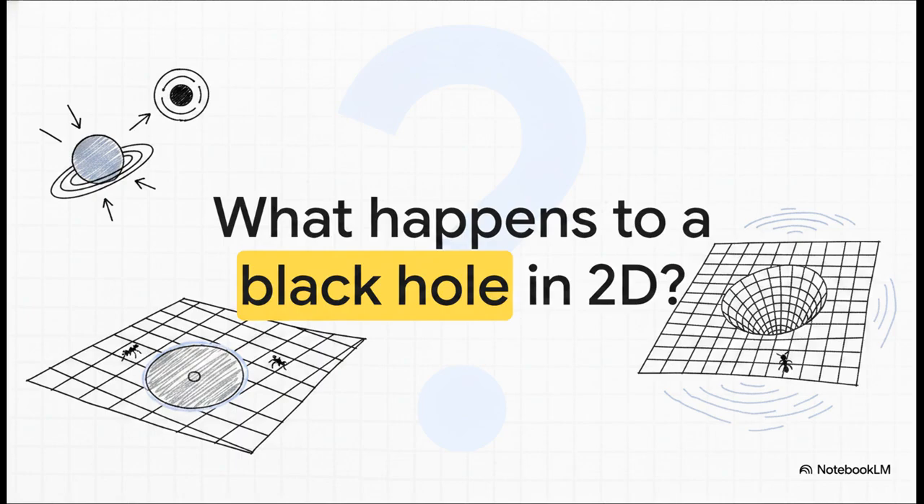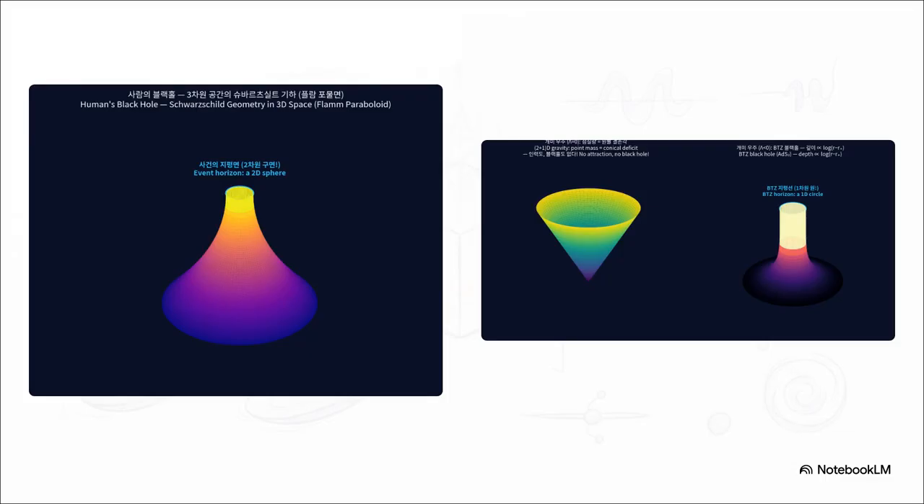for our 2D ant? Well, looking here on the left, we've got the human standard 3D black hole, known as a Schwarzschild black hole. Geometrically, it forms this classic funnel shape, and its event horizon, the point of no return, is a two-dimensional spherical surface. But over on the right, we have the ant's 2D black hole, known as the BTZ black hole. Its horizon isn't a sphere at all, it's literally just a one-dimensional circular line.